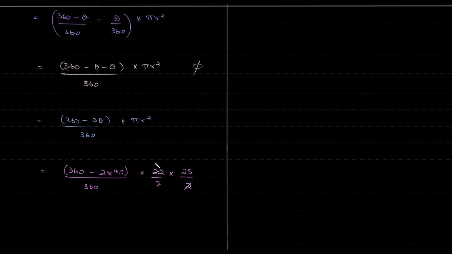So this is 180 clearly, is it not? The ones cancel, the twos cancel. Anything else? Nothing. And so we have the answer to be 275 by 14 centimeter square.